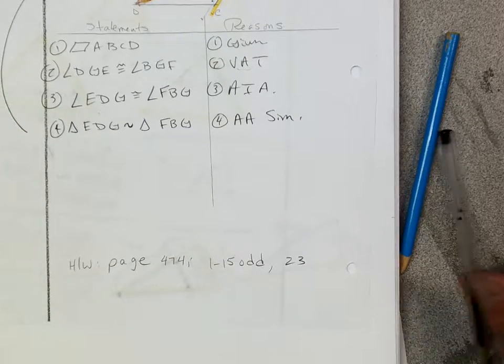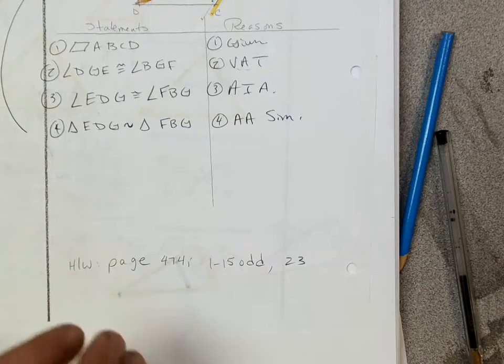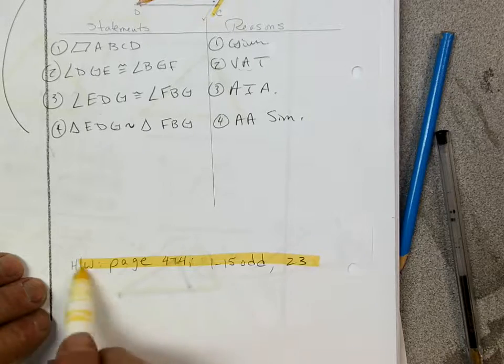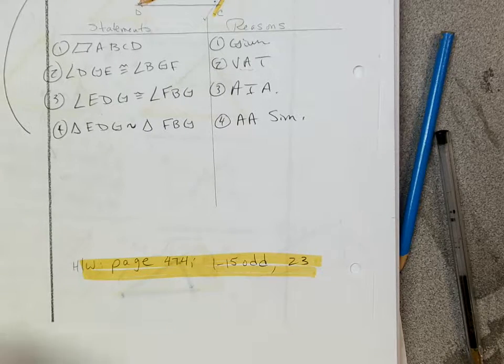All right, homework is just page 474. We got lots of time. You guys got a half hour to get this done. Oodles of time, right? Plenty of time. Don't forget to draw the picture, show the work. Draw the picture, show the work, okay?